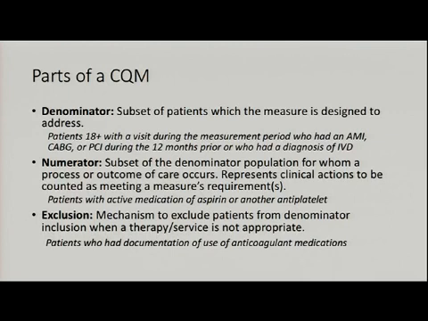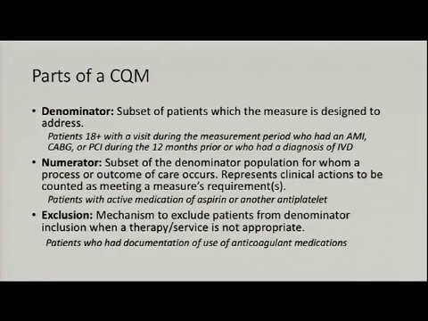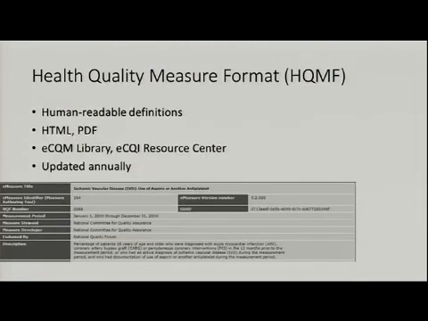And then some measures have exclusions where there are patients where it's inappropriate for them to receive some evidence-based guidelines, so you exclude them from the calculation and you avoid harms for those patients. So these are the parts of the CQM, and they have a special document that CMS releases. It used to be in the eCQM library. It's now called the eCQI Resource Center.